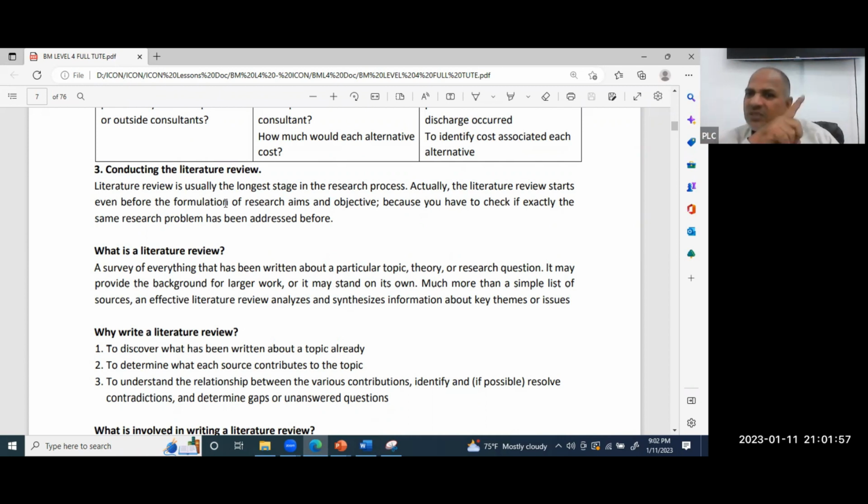There is already a connection. Someone already did this research. There are some writings on this area. So you have to go and find who wrote about this area, who discussed this area, who told about this area.